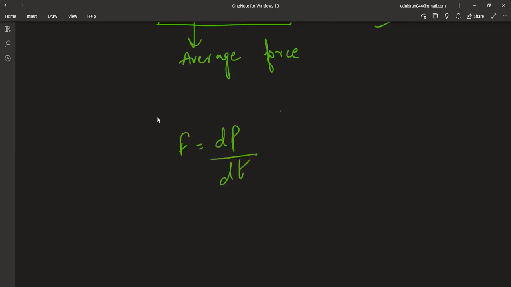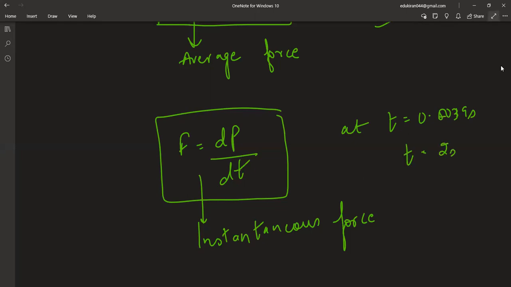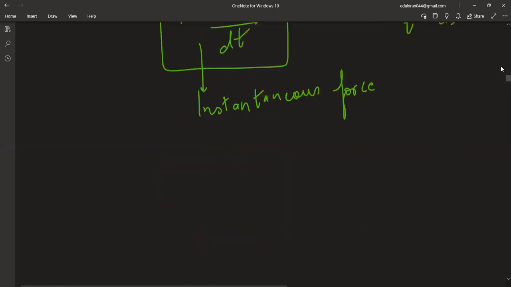Or you can differentiate also. Instead of dividing it, you can also differentiate. This will give you instantaneous force. This you use when you have a particular time in seconds, like calculate the force at t equal to 0.039 seconds. A very particular time instant you are having. Not a duration is given. At t equal to 2 seconds, like this, a particular instant is present. That time you calculate it.